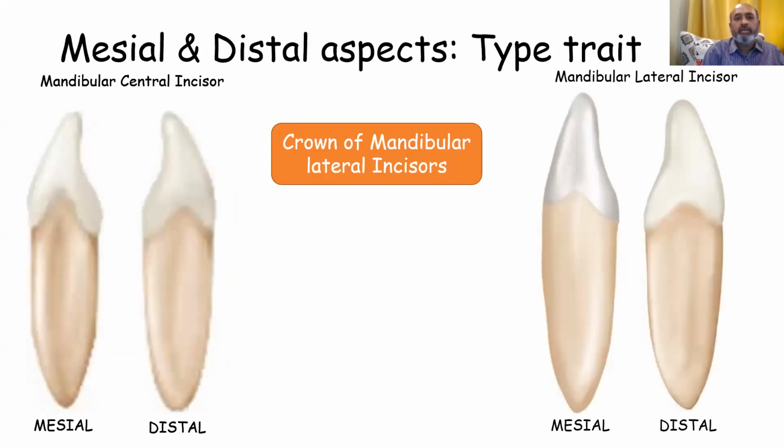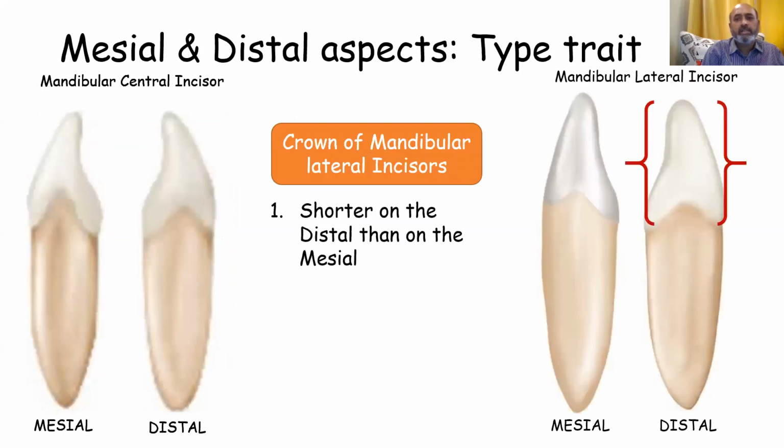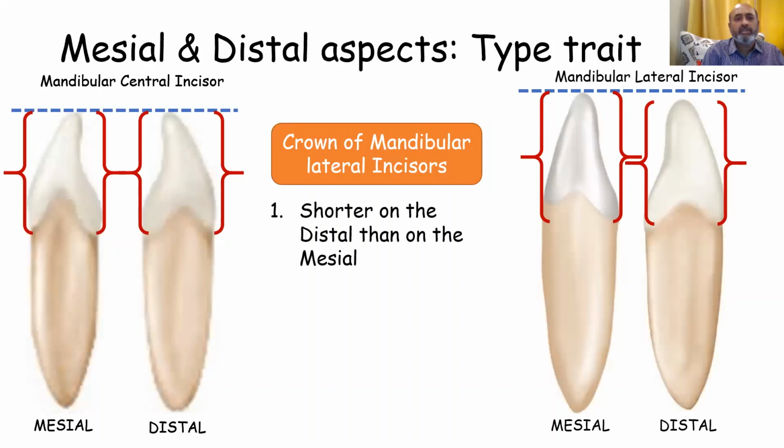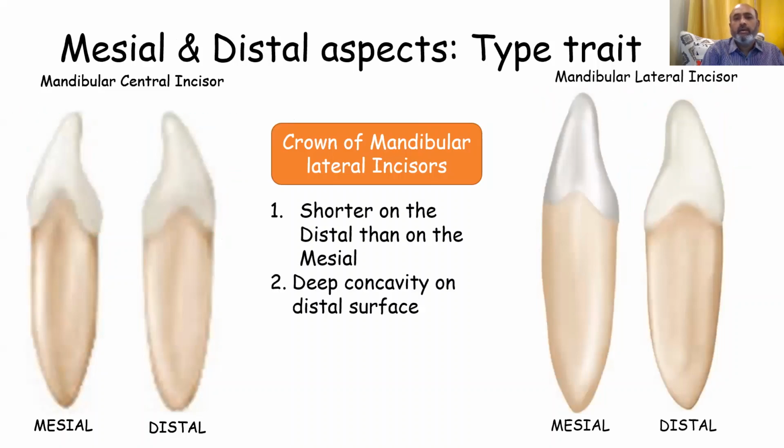Now, when we compare the mesial and distal aspects, we see that in the lateral incisor, the distal side is shorter than the mesial side, whereas in the central incisor, mesial and distal were of the same length. There is a deep concavity on the distal side just above the cervical line in the lateral incisor, which is not seen in the central incisor.